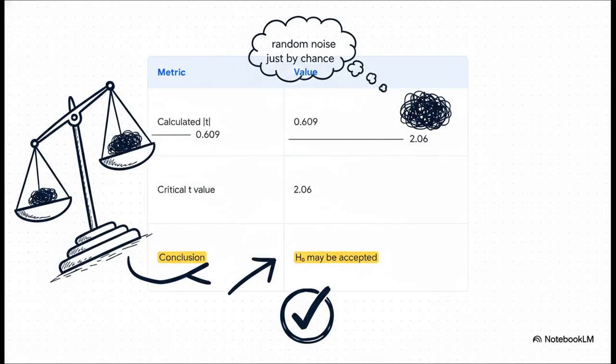Once again, our calculated evidence score, that t-value of 0.609, falls way short of the line in the sand, which was 2.06 this time. So even if on paper the average weight gains looked a little different, we just don't have the statistical proof to say the diets are truly different. Any difference we saw was probably just random noise.